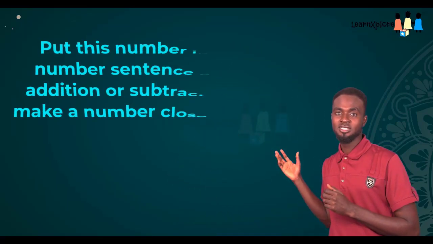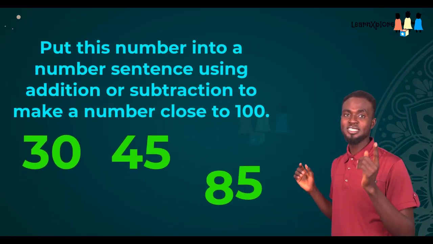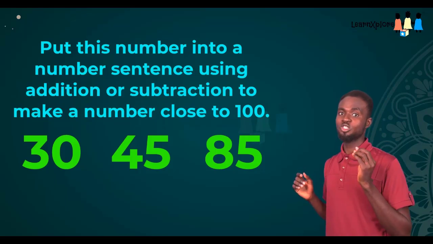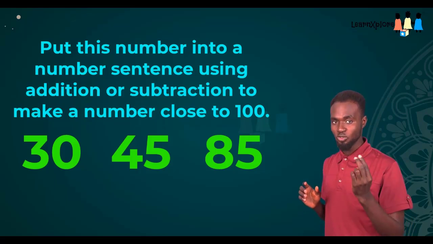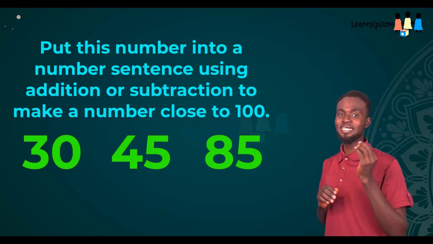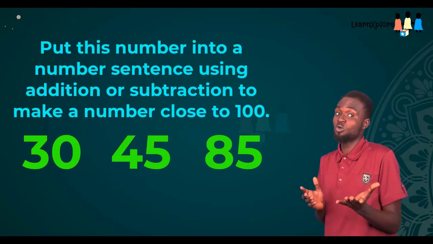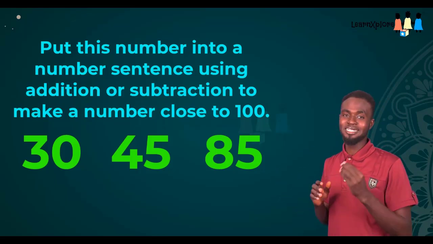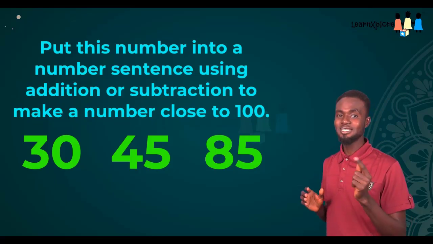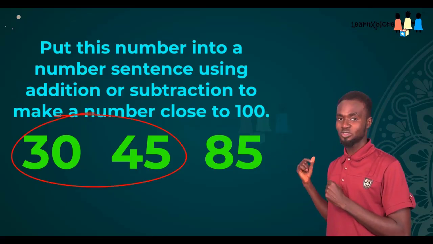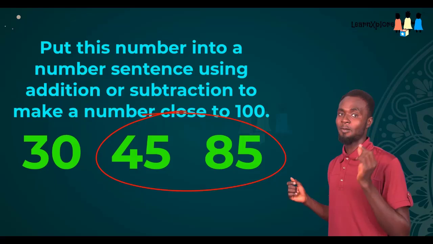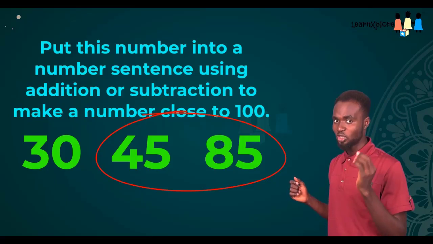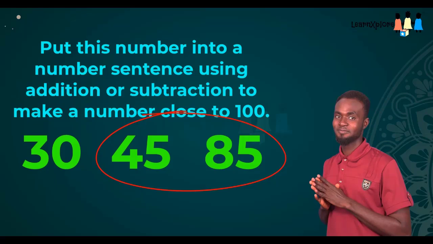Now, put these numbers into a number sentence using addition or subtraction to make a number close to 100. The same way you use those English words, I want you to combine these numbers using addition or subtraction, or you can use only addition to form a number that is close to 100. Hint, you could add the first 2 and subtract the last one, or you could add the last 2 and subtract the first one, but the result should be 100 or a number close to 100. You have 30 seconds.